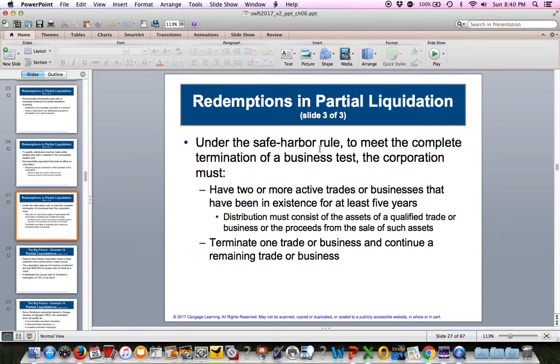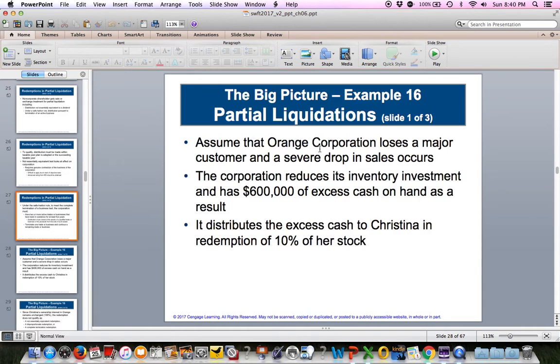Under the safe harbor rule, to meet the complete termination of a business test, the corporation must have 2 or more active trades or businesses that have been in existence for at least 5 years, and terminate one trade or business and continue a remaining trade or business.